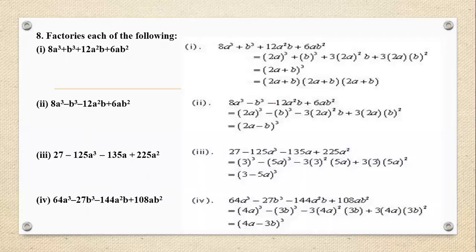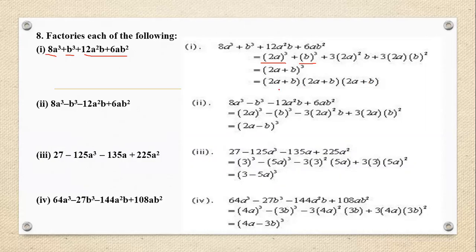Next, question number 8. Again, we have to factorize based on the previous identities we have used here, the cubic identities, the cube of binomial, the sum of the two terms raised to the power 3 and the difference of the two terms raised to the power 3. So here we can see the four terms and the cubic terms are also there. A cube can be written as 2a whole power 3. Then b cube is written as it is, b cube. Then we have rearranged these terms according to the identity.